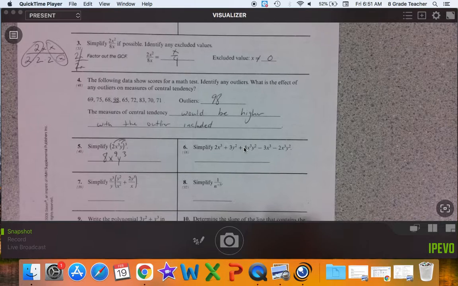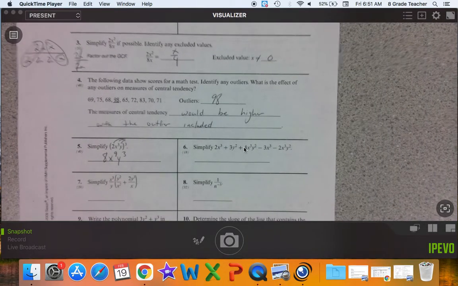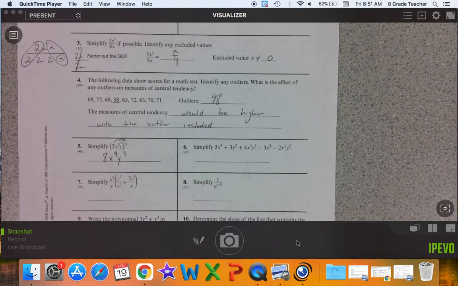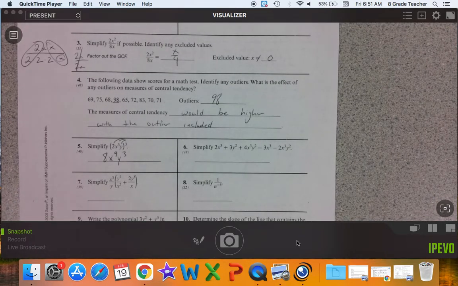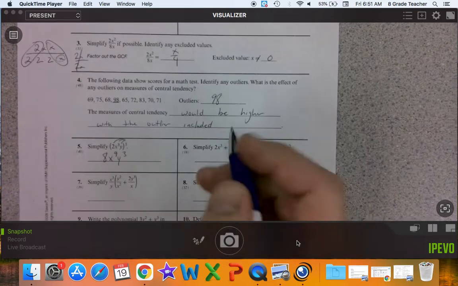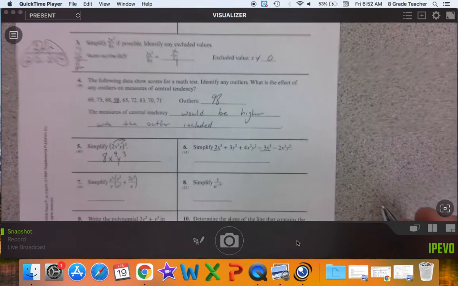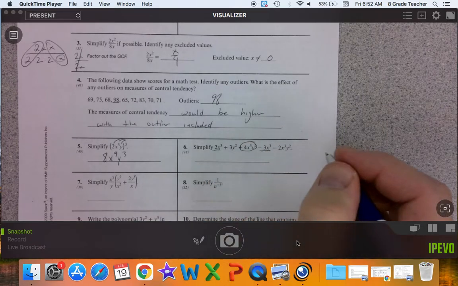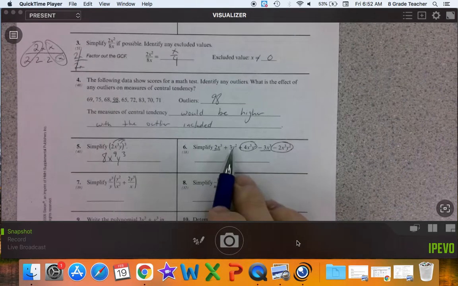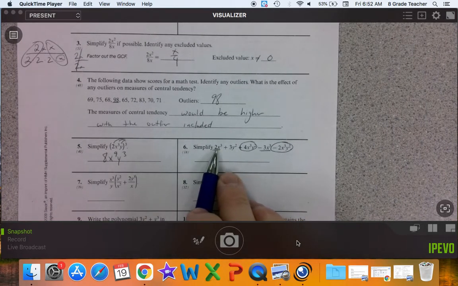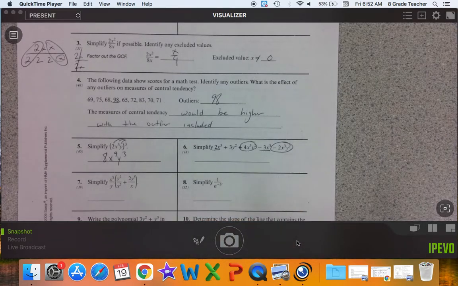Number 6, simplify the expression 2x to the third plus 3y squared plus 4xy squared minus 3x to the third minus 2x to the third y squared. In this case, we have to identify if we have any like terms, and then we can rearrange those like terms and use the common operation of addition or subtraction to simplify those like terms. So here I've got x to the third, and here I've got x to the third. Here I've got 4x to the third y squared, and here I've got negative 2x to the third y squared. I don't have anything that matches up with my 3y squared, so let's take a look at combining these two and then combining these two based on the operations that are in front of them.